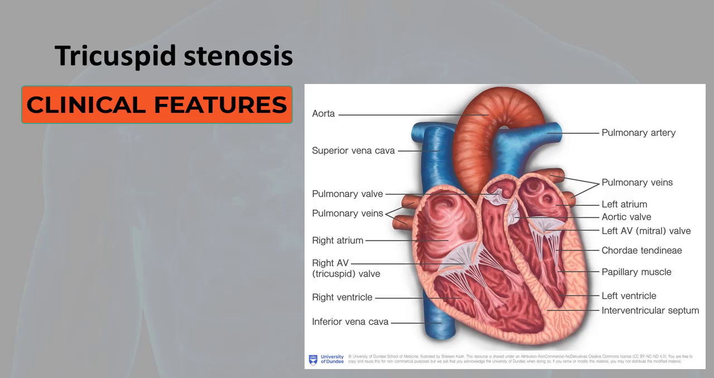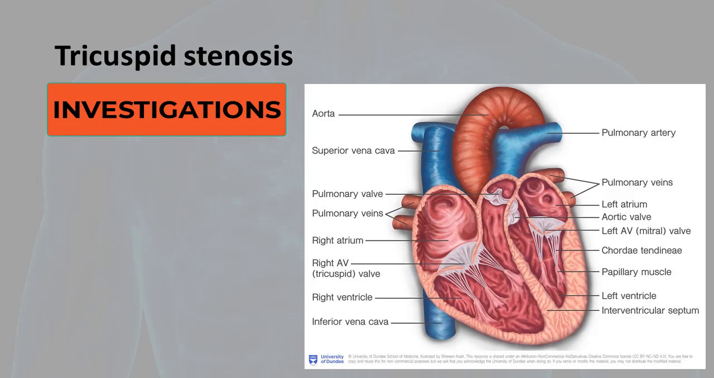Physical findings include raised jugular venous pulsation, hepatomegaly, ascites, and peripheral edema. On cardiac auscultation, a diastolic murmur, which is best heard at the lower left sternal border in the fourth intercostal space. It is usually softer, higher pitched, and shorter in duration than the murmur of mitral stenosis. The intensity of the murmur in tricuspid stenosis increases with inspiration, also known as Carvallo sign.